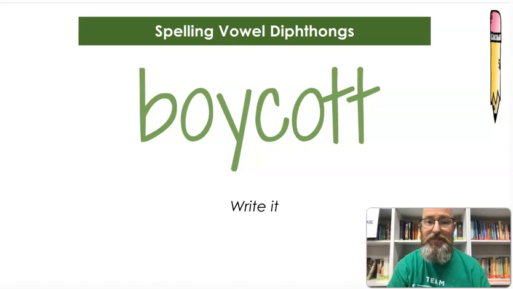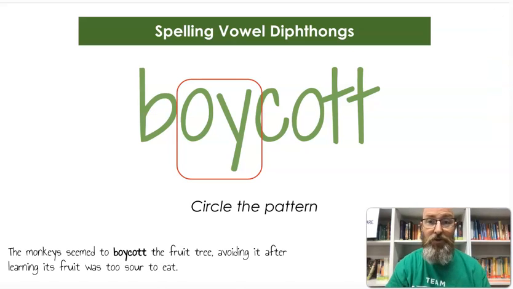B-O-Y-C-O-T-T. Let's circle that diphthong. O-Y. Do you know what sound it makes? Oi, that's right. The monkeys seemed to boycott the fruit tree, avoiding it after learning its fruit was too sour to eat.